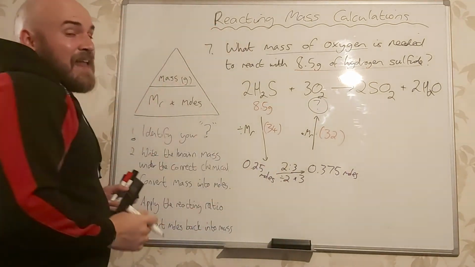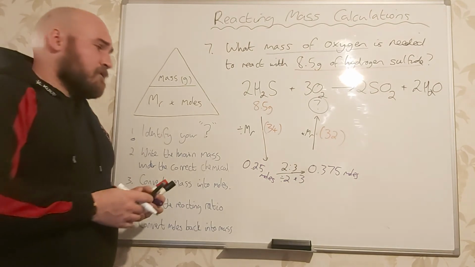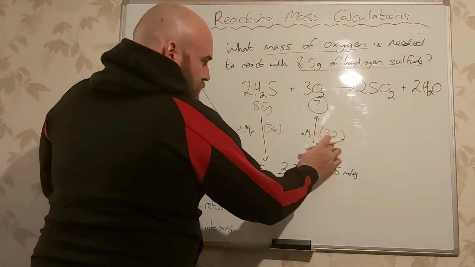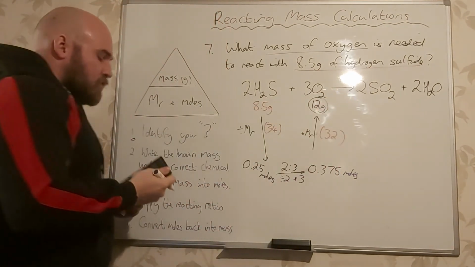And that trick will work for any ratio. So even a 1 to 4, all right, you can divide by 1 times by 4, for example. And then the final step, times by the MR, which is 32, and it gives me 12 grams of oxygen needed.